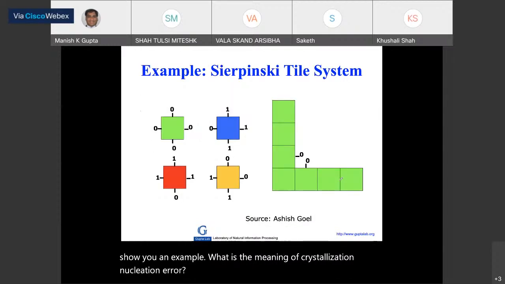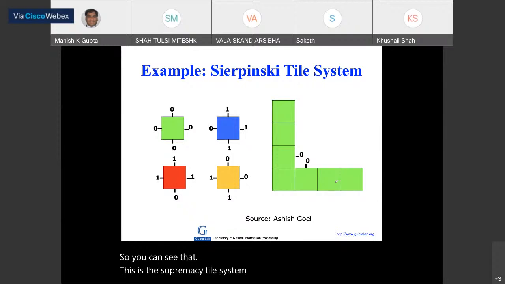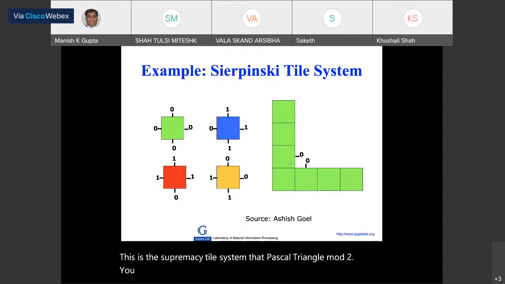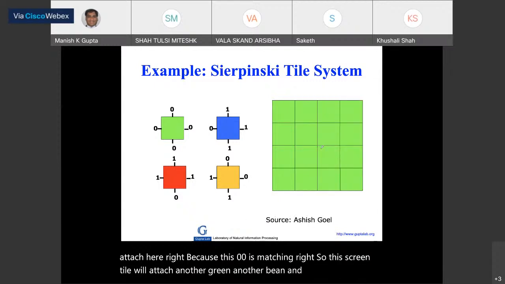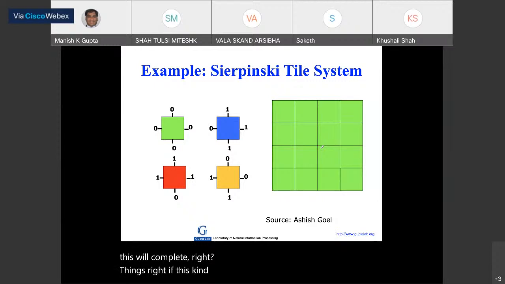Here is a Sierpinski tile system. So you can see that this is a Sierpinski tile system, that is, Pascal triangle mod 2. So suppose the frame is like this, what will happen? This green tile will attach here, right? Because this 0 0 is matching, right? So this green tile will attach, another green, and this is how this will complete, right? If this kind of configuration is given to you.